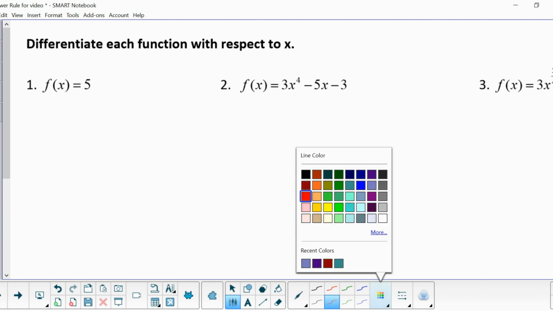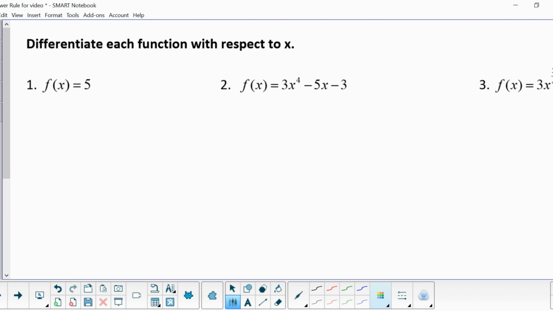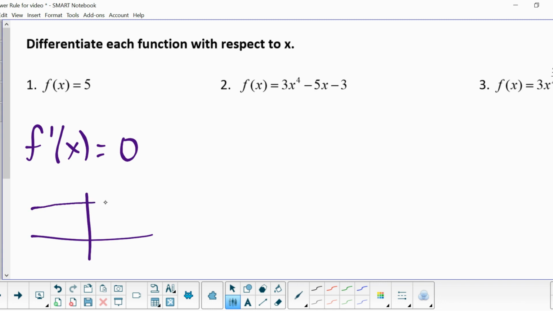Okay, so first one, this is a constant. The derivative of a constant, so f prime of x, is 0. So remember, this is the slope of the tangent line, right? A constant is a horizontal line, and the slope of a horizontal line is 0. So the derivative of a constant is 0. That's where that comes from.